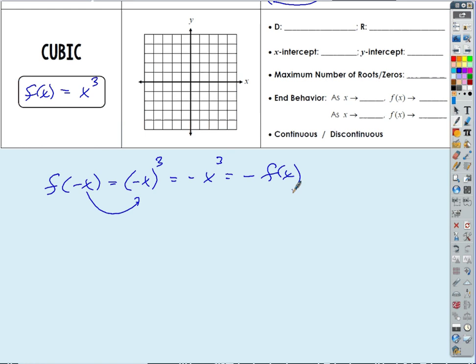So what's nice about this, and this is the real value of symmetry a lot of times in math, is you can avoid doing a lot of work.